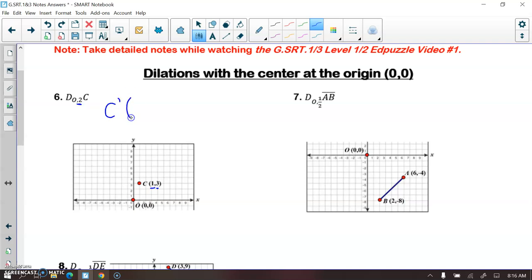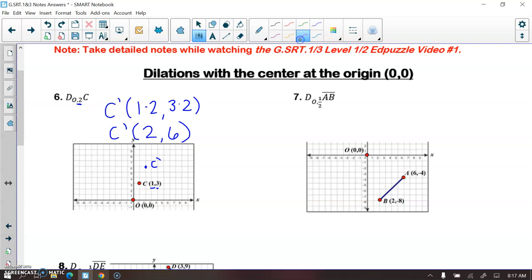So C prime would be 1 times my scale factor of 2, and then 3 times my scale factor of 2. So C prime comes out to be (2, 6). And then we can graph that. Now, this only, again, works when our center of dilation is the origin. So let's go over what we do if it's not the origin.